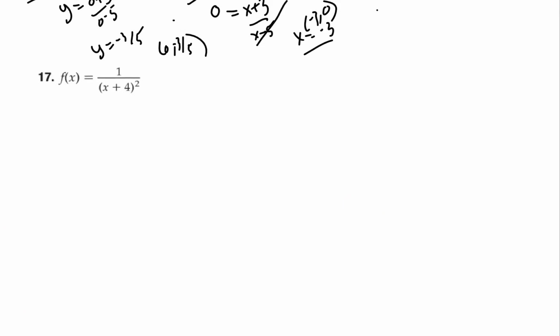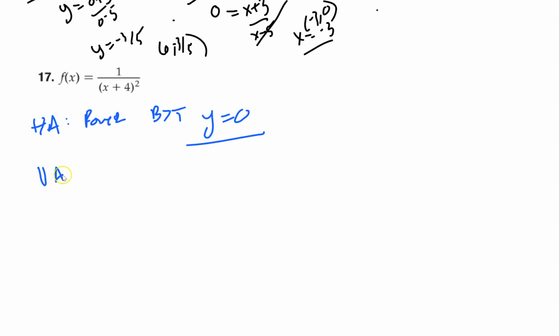Next one. Let's do a few more just to get the rhythm of it all, right? So horizontal asymptote goes first. Remember, it's all about powers. In this case, the bottom power is bigger. Bottom bigger than the top. So y equals 0. Done. Next, does anything cancel? Nothing cancels out, so no holes.